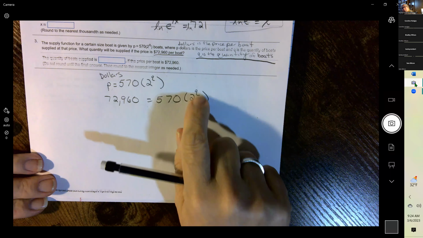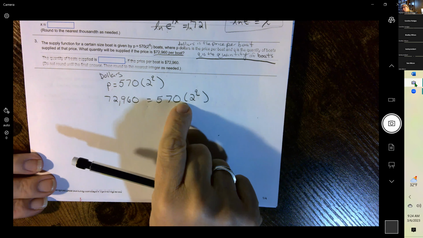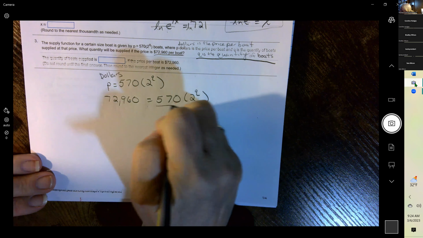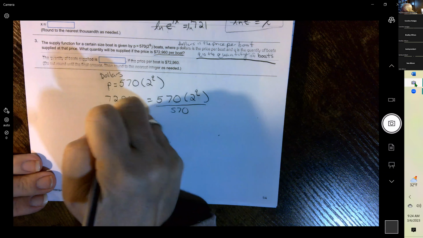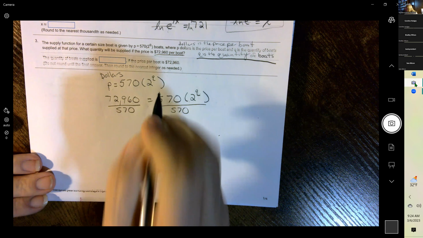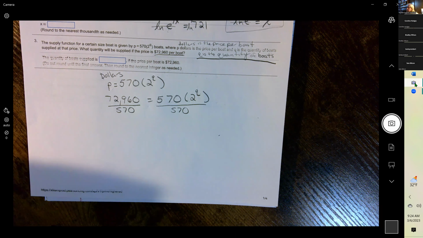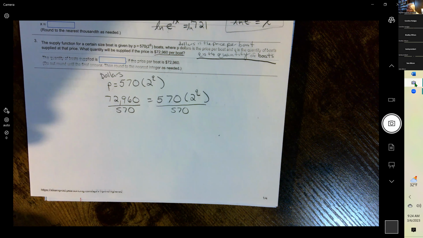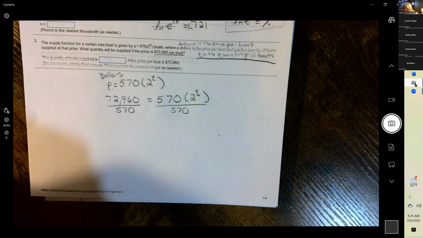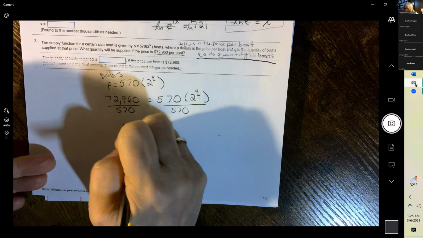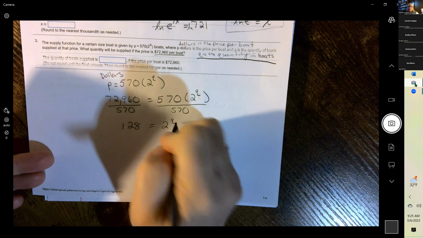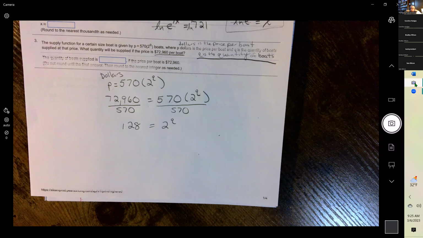I want to get this by itself. This is being multiplied. Do the opposite, divide. If it doesn't divide evenly, I would keep it till the end. It does divide, so 128. Any questions so far?